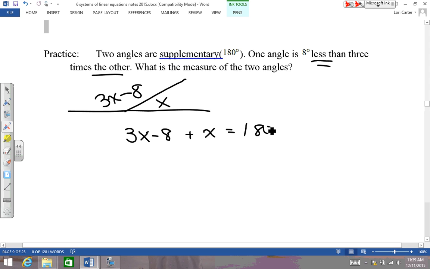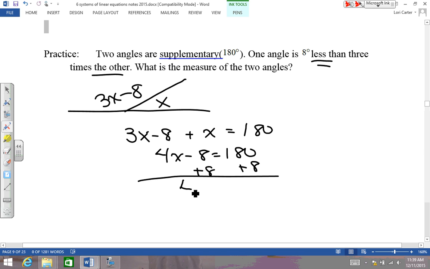Alrighty. Add the x's. Add the x's. 4x minus 8 equals 180. Add 8. You add the 8. That'll be 188. Then you divide that by 4. Slow down. Let me do it real quick. That would be 47.